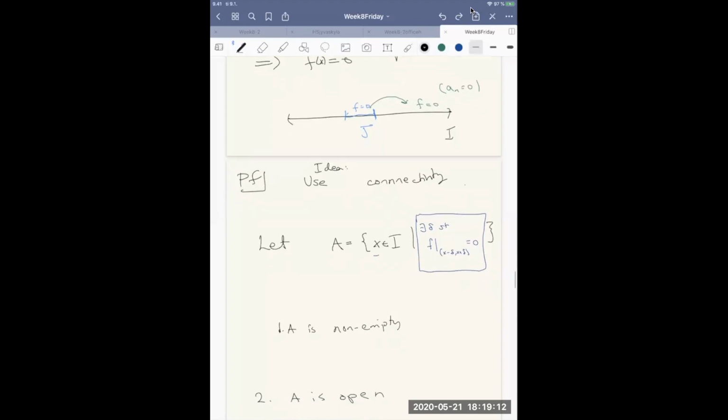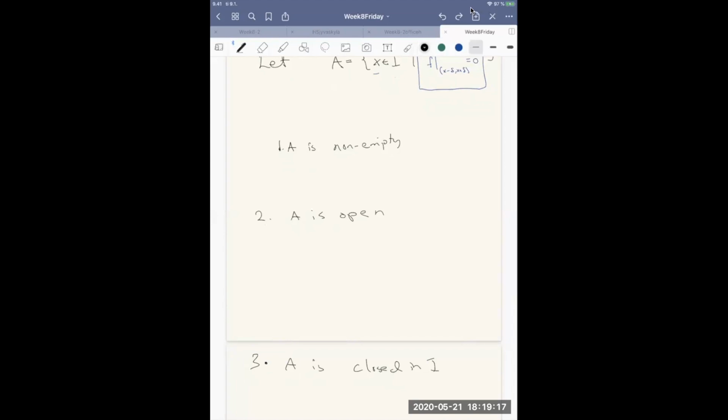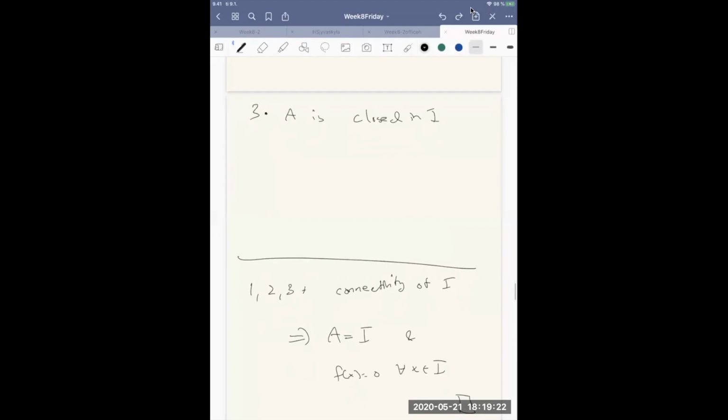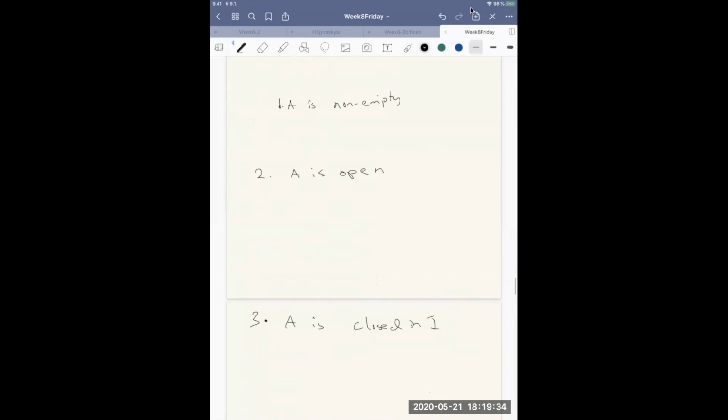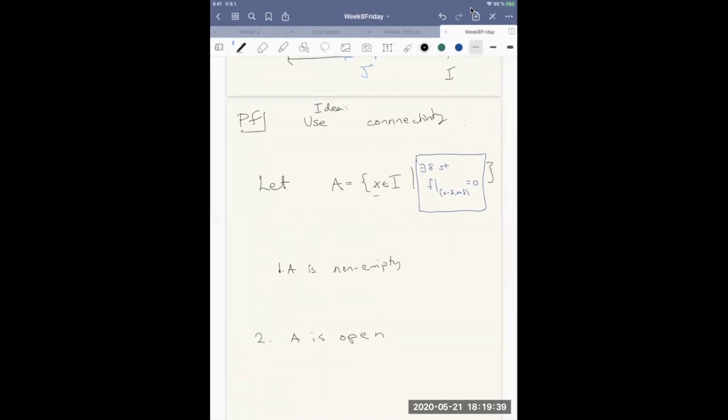Let's see. We will show that this set is everything, and that will require showing 3 claims: non-empty, open, and closed. And as you remember, the only non-empty, open, and closed set in I would be the whole space. And if everything is I, then that means that you are 0 everywhere. So it's enough to show these 3 things by connectivity. It seems like we've gone quite far from the problem. We were still analyzing a fixed set, but by connectivity, this is permissible.